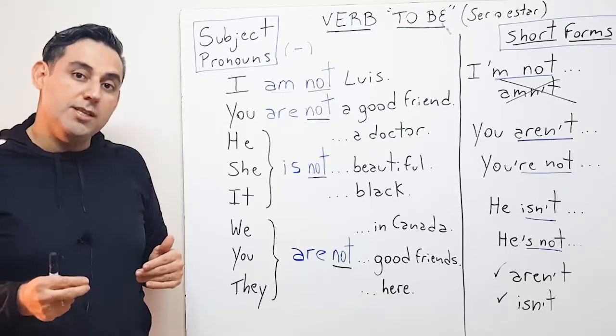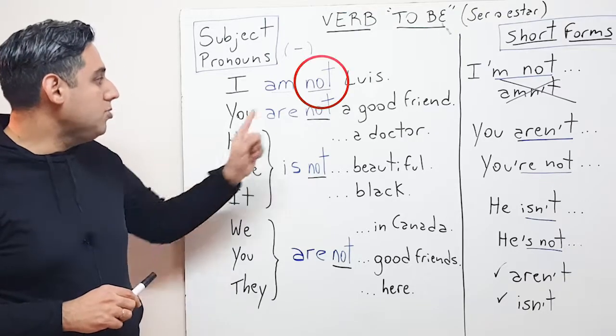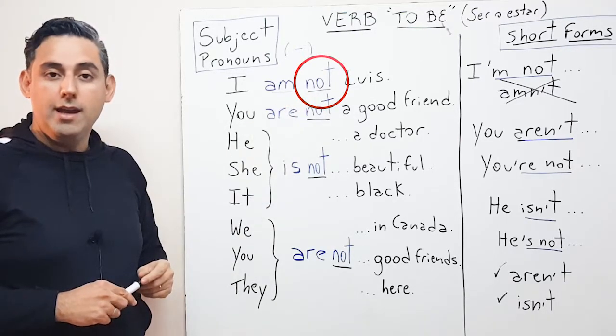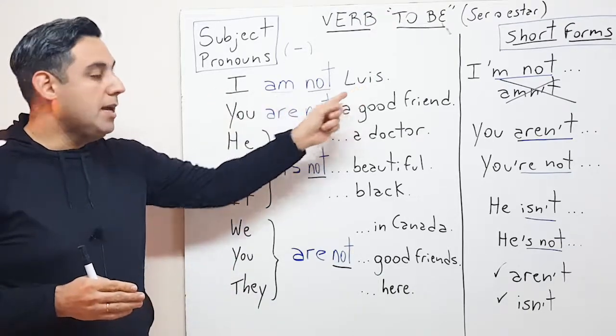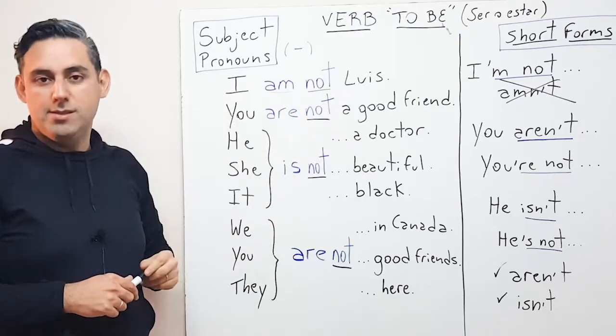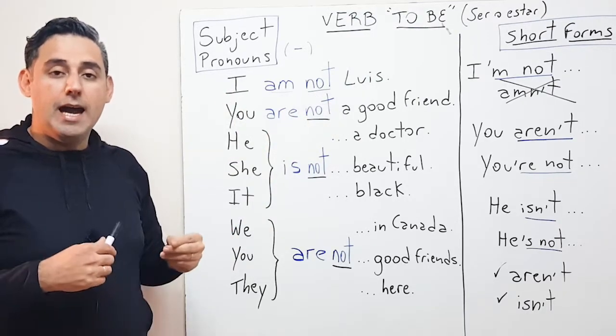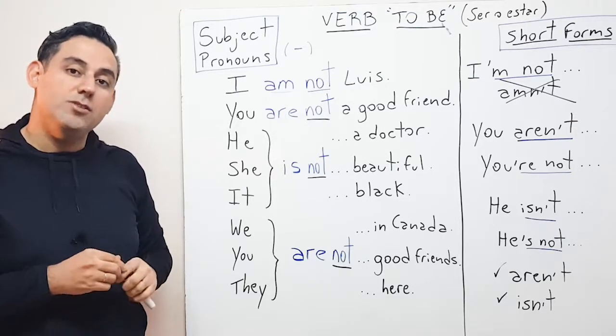But if I want to turn it into a negative statement, the only thing I need to do is to add not, okay? So a moment ago, a positive statement was, I am Luis. Now, to make it negative, I can say, I am not Luis. Okay, it's very easy, and probably this is the first time that you hear this concept.